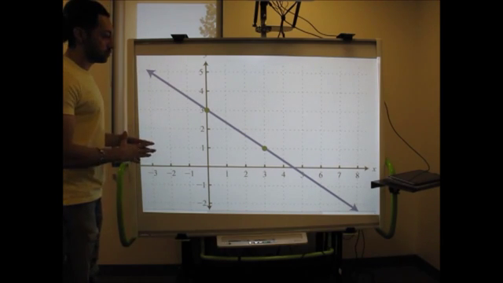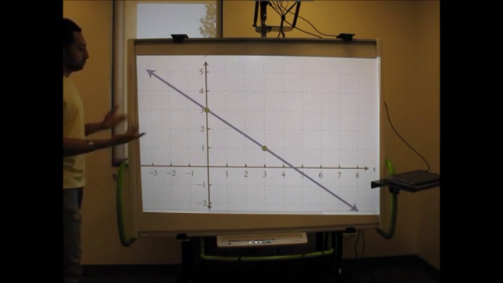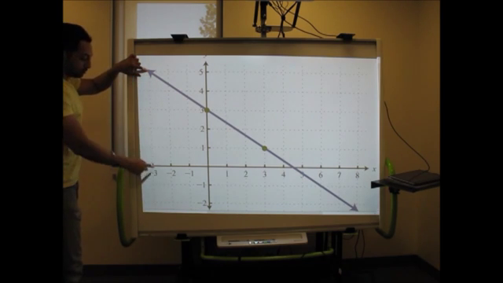And talking about the range now, which is all the possible y values, we can see that the same thing's happening. So, for example, right here at this y value, we can see that that corresponds to an x value.